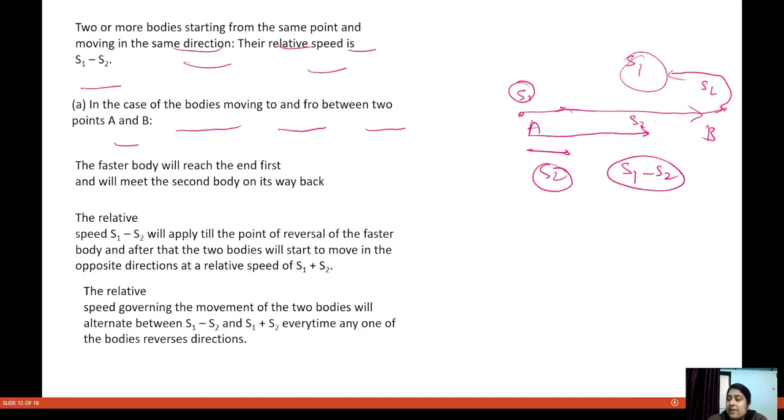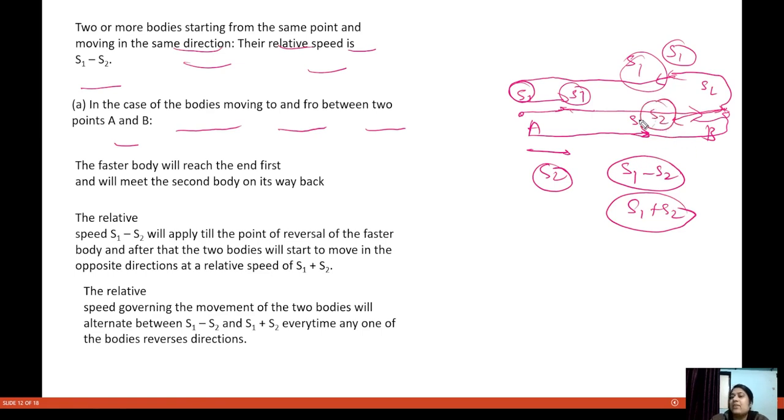But then the person who first got to point B will turn. So now s1 is in this direction and s2 is in this direction, then the relative speed will become s1 plus s2. Then this person will again reach here and turn this way with s1. When this one comes and turns here, then again you are moving in opposite directions, and your relative speed will be s1 plus s2.